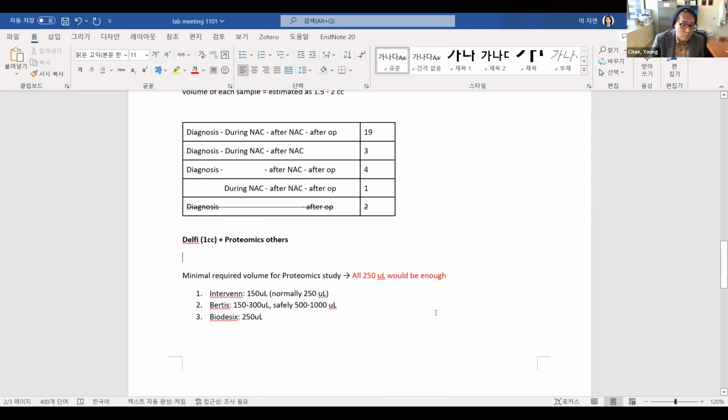So Delphi is 250. Interven actually said they're not interested, Liam.